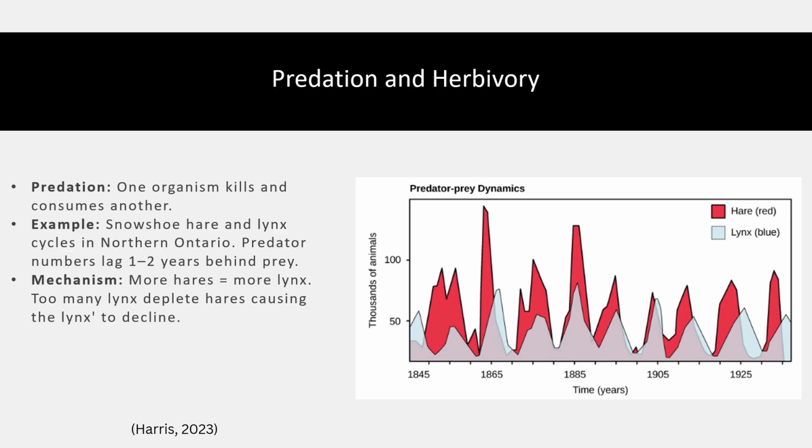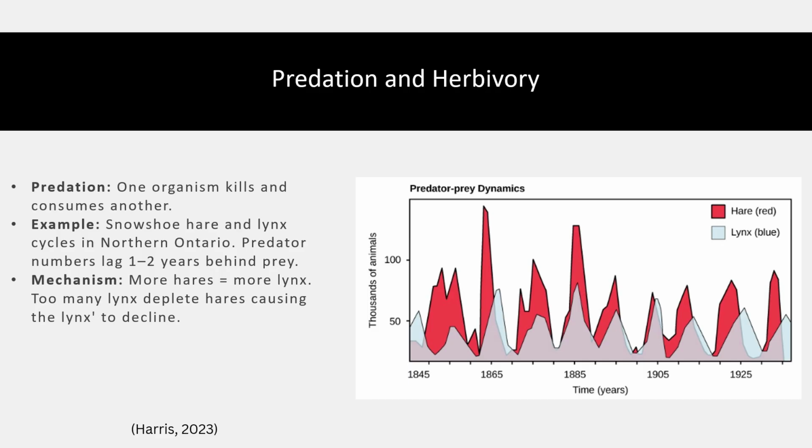If we look at predation and herbivory, predation is where one organism kills and consumes another. Herbivory is where they consume a particular plant. An example of predation would be the classic hare-lynx cycle.